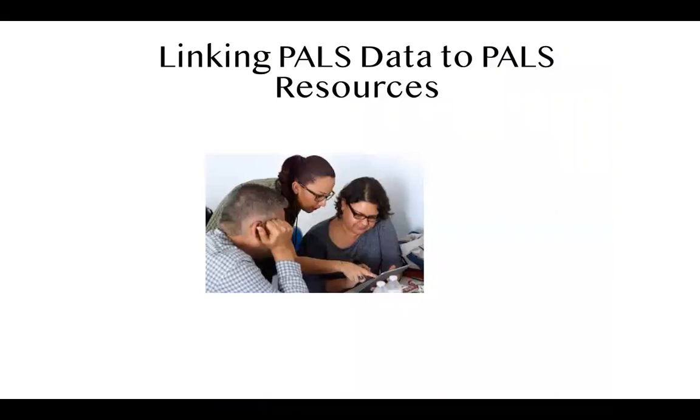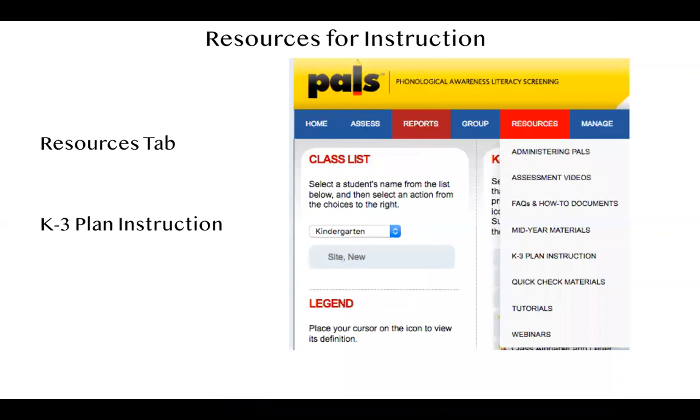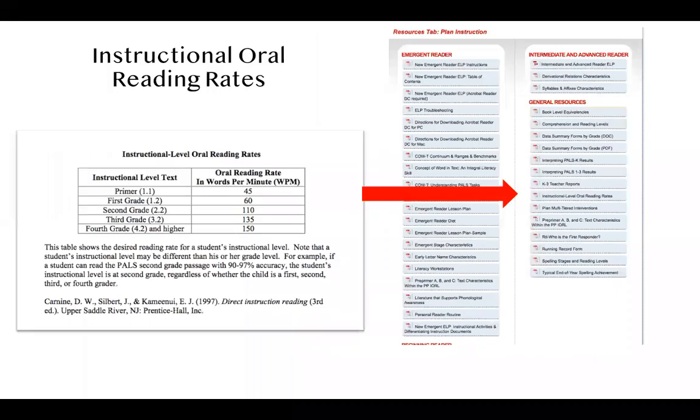All right, so now let's move on to what resources we have at PALS that can maybe help you make that link between data and our resources. Our resources are found on our resources tab, and from there, you would pull down to K-3 plan instruction. Just to give you an example, I'm not going to go through all of them, but one of our heavily used resources here is our instructional oral reading rates document, and it can be found under general resources. We have so many, but again, I just wanted to orient you as to where you could find them.